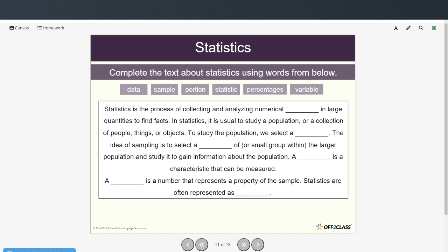All right, so now complete the text about statistics using the words from the boxes below. Again, you can pause the video, try that on your own, and then restart when you're ready to check the answers.